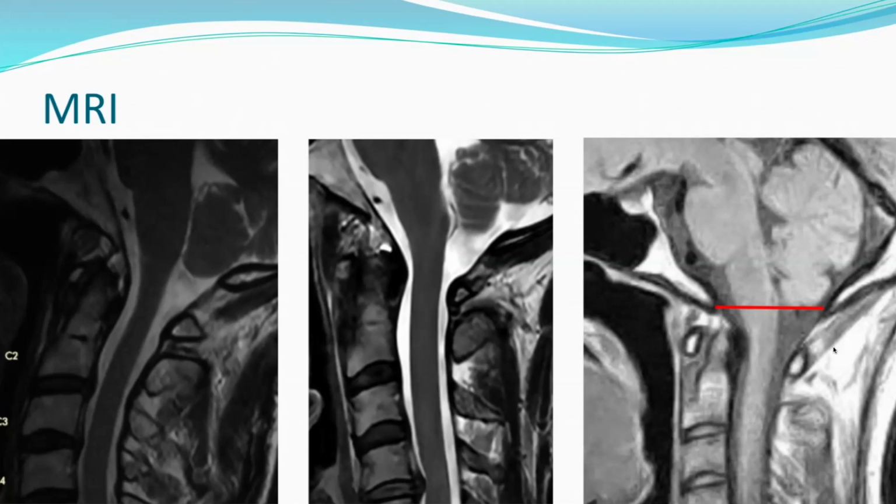The other thing is the space between the C1 arch and the dens here, it looks a little increased to me. And again, it's not a dynamic study, it's just a singular pose, so we take it with a grain of salt. And there's also a little bit of thickening of that ligament posteriorly to the dens, which, again, this thickening can happen with hypermobility, but it doesn't have to. And it can happen with autoimmune conditions.